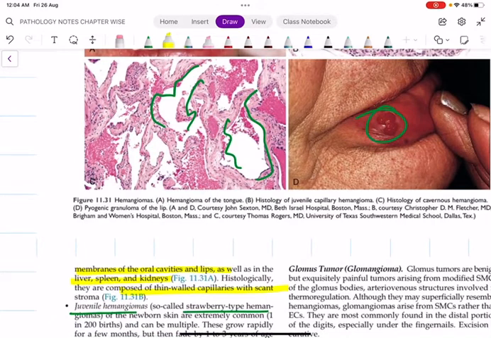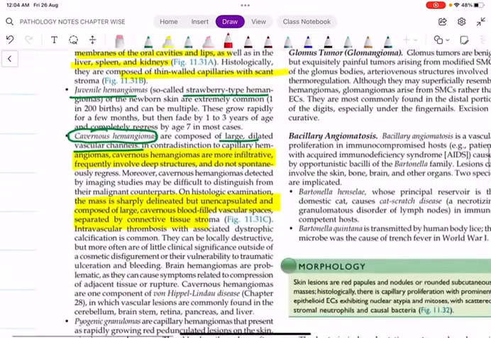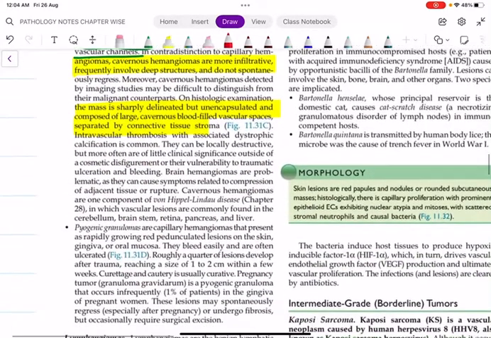We can see these are the blood vessels, and what I am marking in red is nothing else but the connective tissue stroma. And remember, this cavernous hemangioma is one of the most important components of VHL. What is that? Von Hippel-Lindau disease. There will be a lot of vascular lesions in the cerebellum, brainstem, retina, pancreas, and liver.